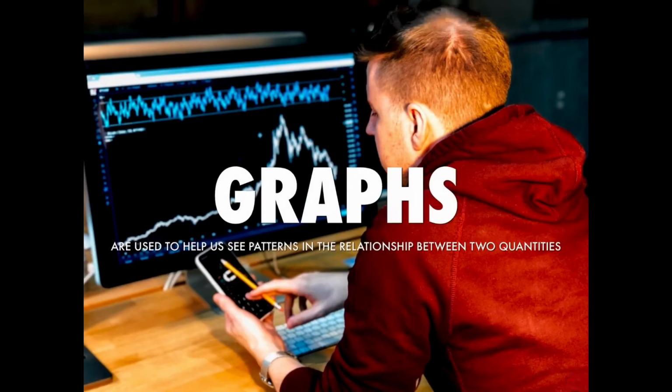Graphs are used to help us see a pattern in the relationship between two quantities. It is much easier to see a pattern on a graph than to see it on a table of numerical values. When we do experiments in physics, we change one quantity and see what happens to another. We want to see how one variable depends on the other.